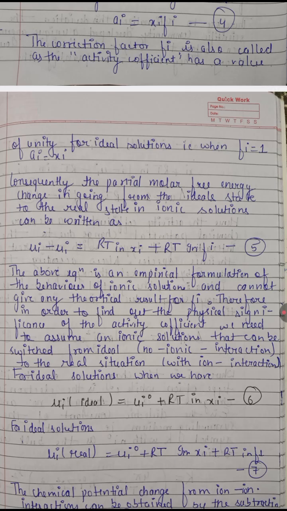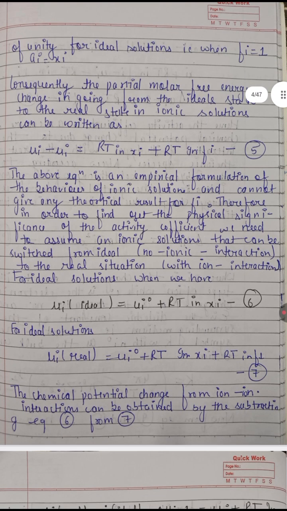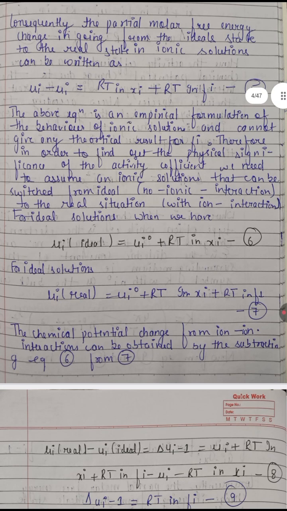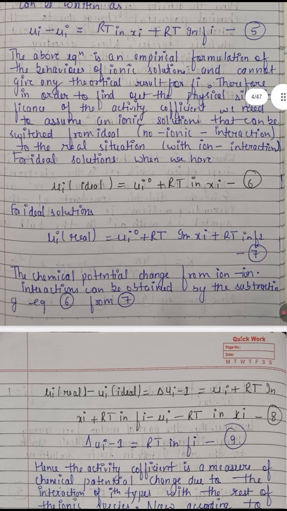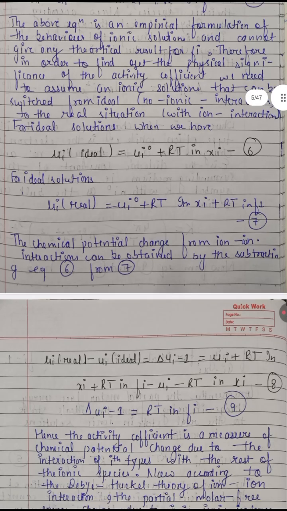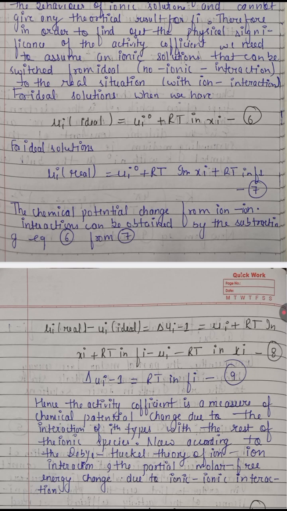The correction factor fi, also called the activity coefficient, has a value of unity for ideal solutions, that is when fi equals 1, ai equals xi. Consequently, the partial molar free energy change in going from the ideal state to the real state in the ionic solutions can be written as mu i minus mu i naught equals RT ln xi plus RT ln fi, which is equation 5. The above equation is an empirical formulation of the behavior of ionic solution and cannot give any theoretical result for fi.